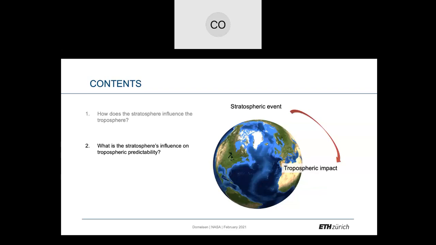So basically, there have been a lot of studies trying to link the geometry of the vortex at 10 hectopascals to the actual geometry at the surface, with no real conclusive results. So it seems that, to a certain extent, the geometry is related in guiding the jet stream.